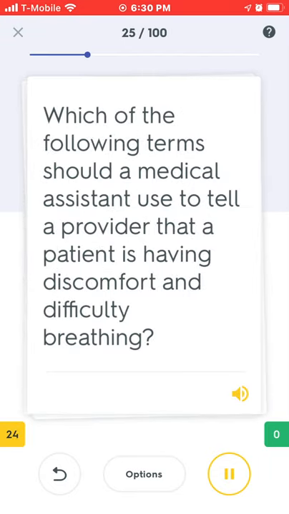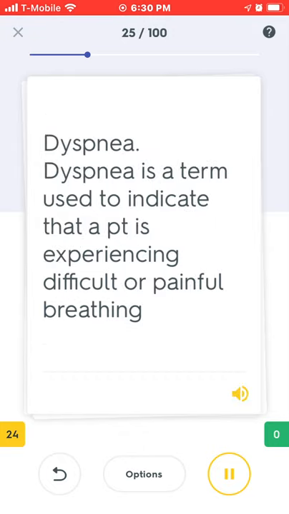Which of the following terms should a medical assistant use to tell a provider that a patient is having discomfort and difficulty breathing? Dyspnea. Dyspnea is a term used to indicate that a patient is experiencing difficult or painful breathing.